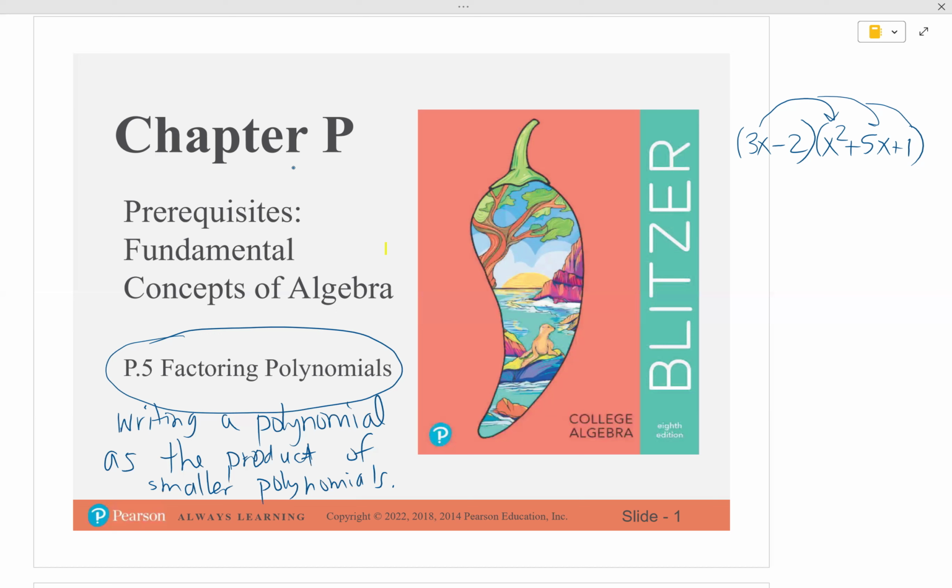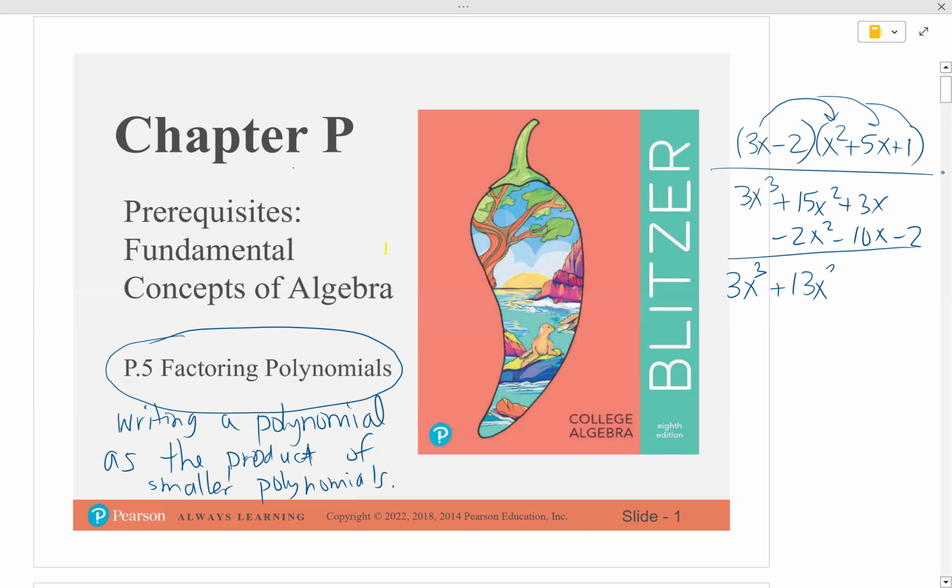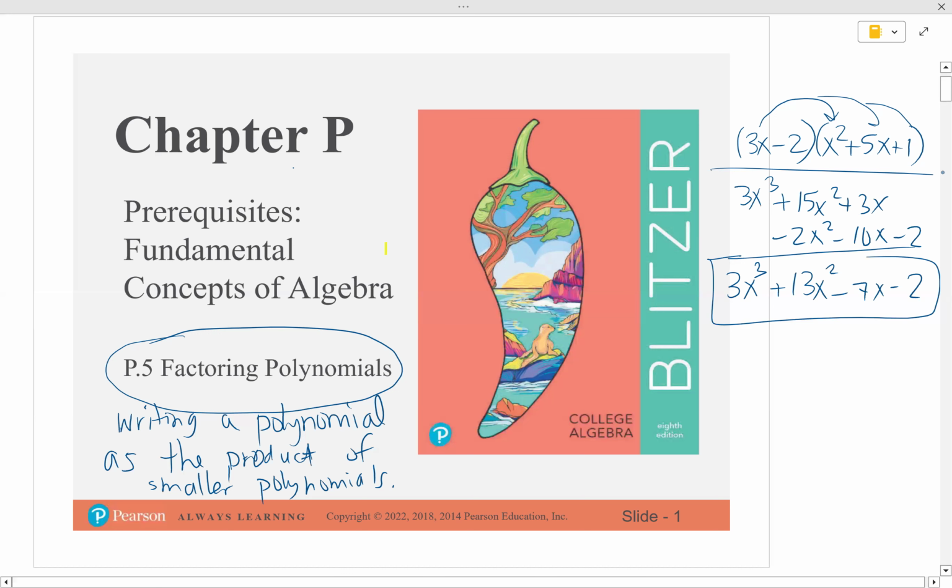So let me see, if I multiply this out, what would I get? 3x cubed plus 15x squared plus 3x minus 2x squared minus 10x minus 2. See, once you do this a lot, you get good at it, or it goes quickly. So then we got the answer here so we can imagine what we're trying to do in this section. Going from the product to the answer, that was P4, the section P4 in this book.